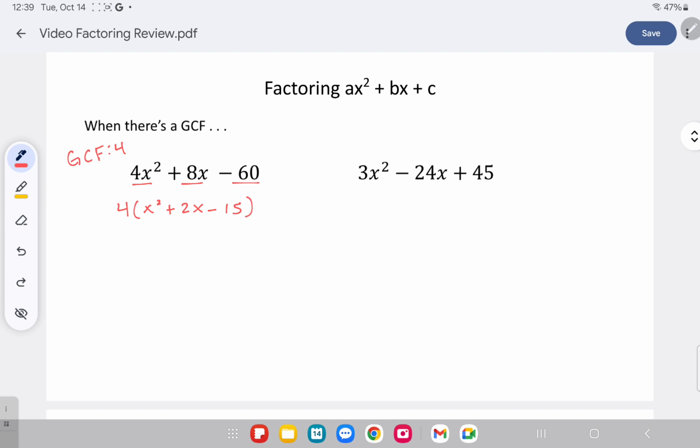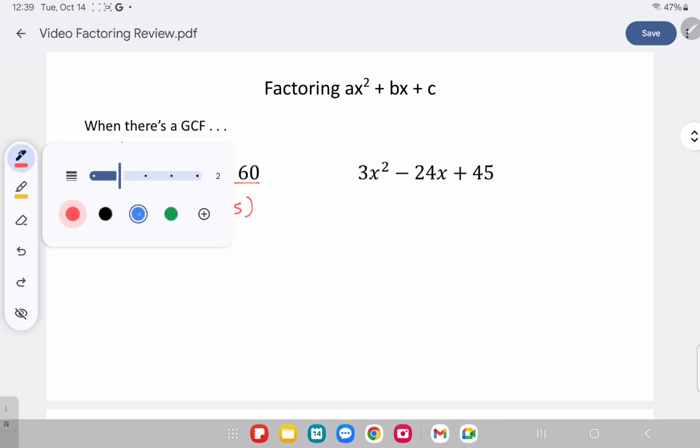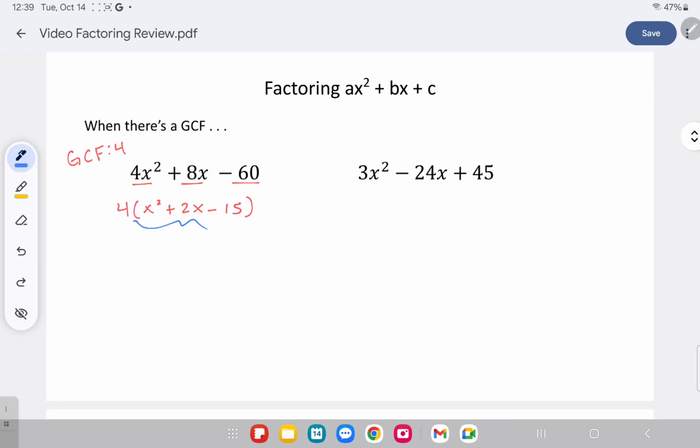Like I mentioned before, factoring is the opposite of the distributive property. So if you were to distribute that 4 back out, you would get what you started with, 4x squared plus 8x minus 60. Now we're going to look at what's in the parentheses, and we're going to try factoring that into 2 binomials, just like we did before.